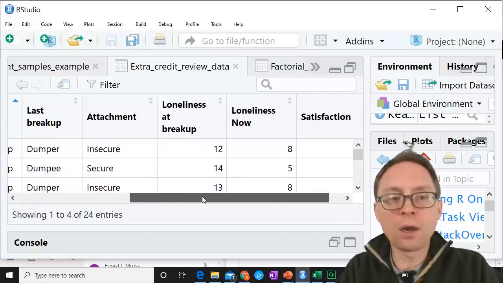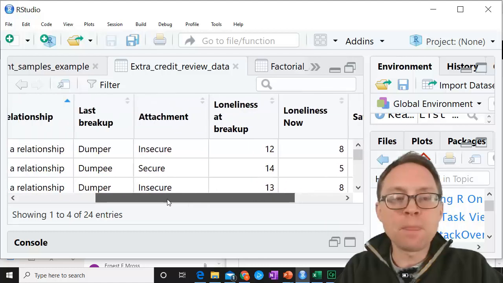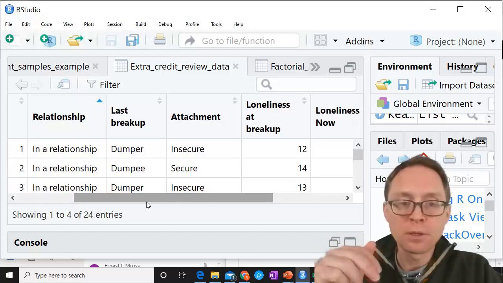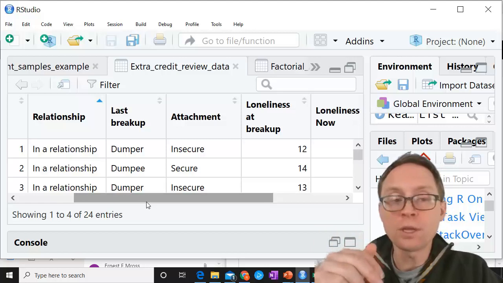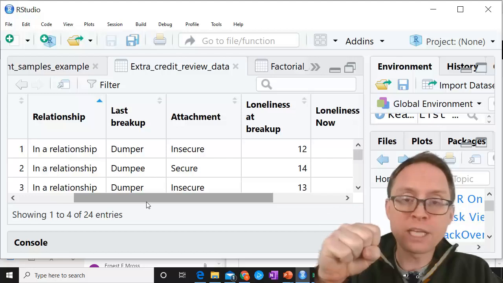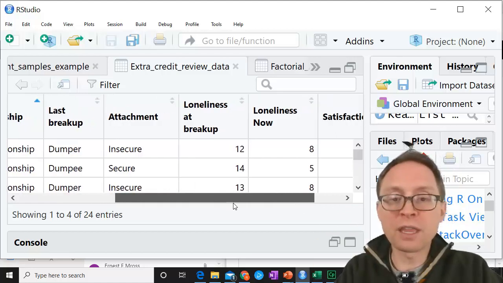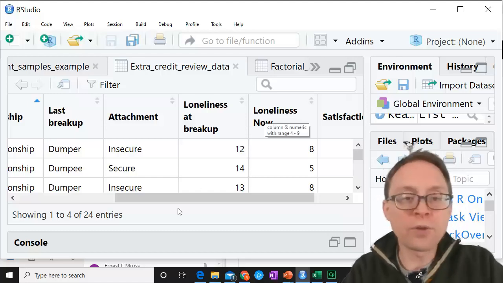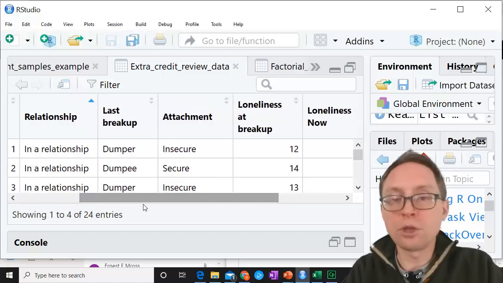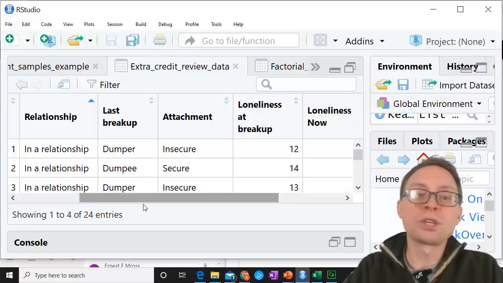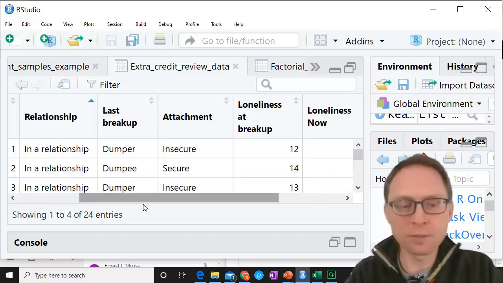So let's say that my hypothesis is that people who are in a relationship now, compared to single or it's complicated, people who are in a relationship now and who were the dumper at their last breakup have significantly less loneliness now. So follow me on this. I think that whether or not you're in a relationship affects your loneliness now, but it depends on whether you've been dumped in your last breakup, right? Specifically, I think dumpers who are in a relationship have significantly lower loneliness than basically everybody else.